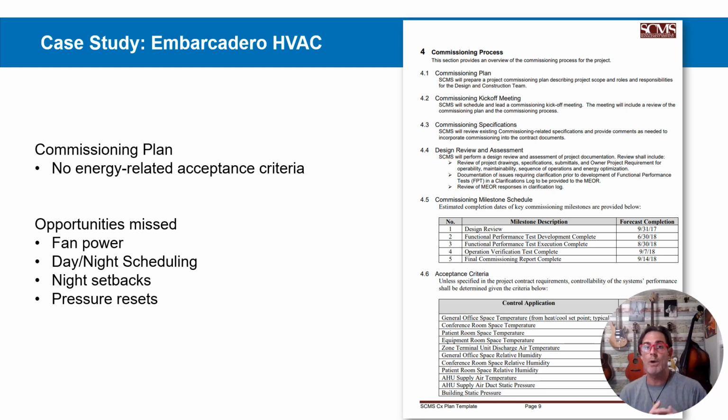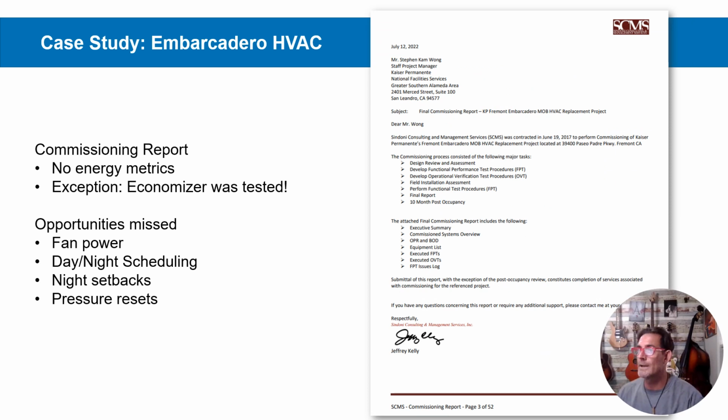They went through quite a process. Unfortunately, none of those had anything to do with energy. None of those had anything to do with efficiency or run times or anything like that. And so again, in the commissioning report, we get a report that says, hey, this thing passed all the acceptance criteria, and it did. They're not lying. It did pass all the acceptance criteria, but none of that had anything to do with any energy metrics or anything like that.